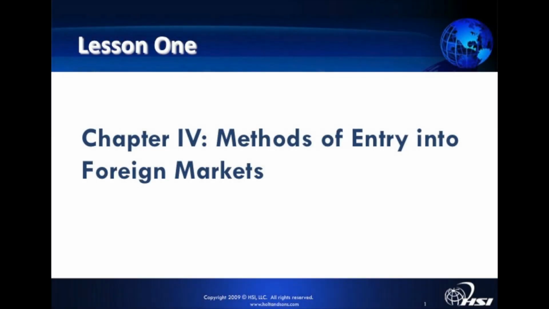Now let's look at how we enter into a foreign market. There are so many choices, and this is probably one of my favorite chapters. If we find a new product or service while we're traveling abroad or here at home, how do we enter that foreign market? What we're going to look at is the issues that a company must examine when considering entering the realm of international trade.